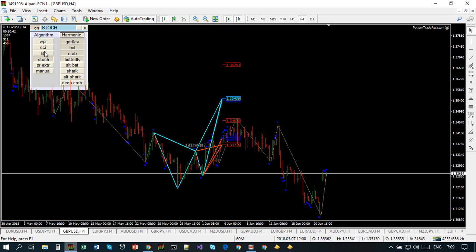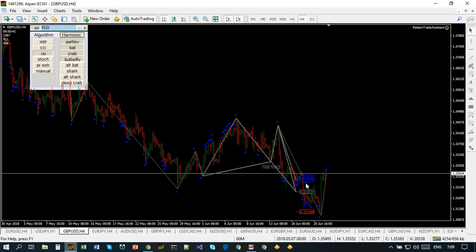Okay, other algorithms. It was kind of a butterfly, and you can see that large candlestick, that large terminal price bar that blows through the potential reversal zone.